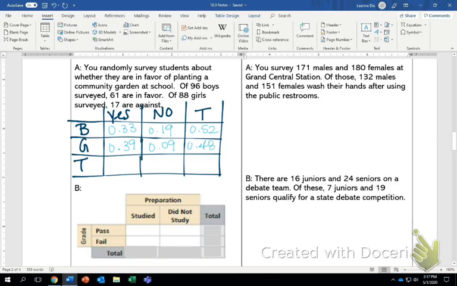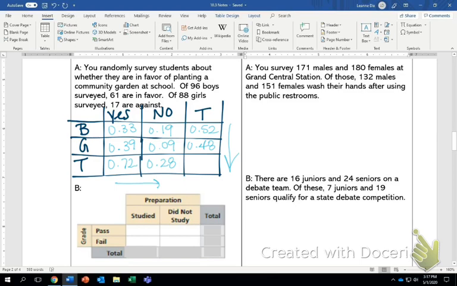0.33 plus 0.39 is going to be 0.72. 0.19 plus 0.09 is going to equal 0.28. And then I'm going to add both across and both downwards to make sure that I have a 100 or a 1 at the end. If I don't, then I made a mistake somewhere.